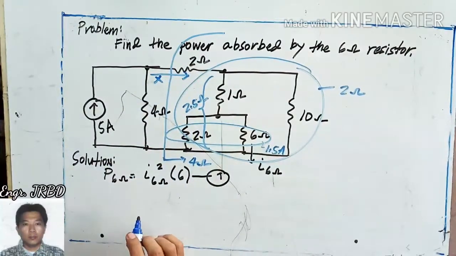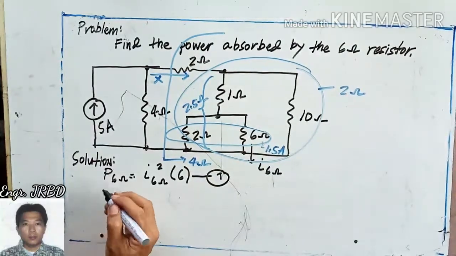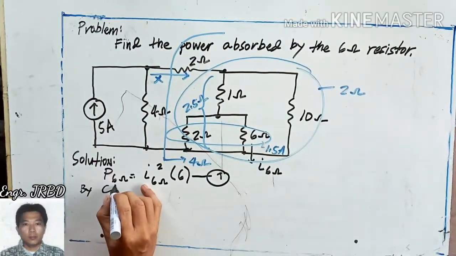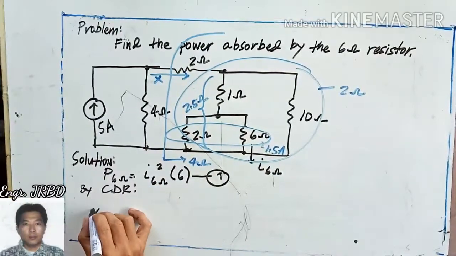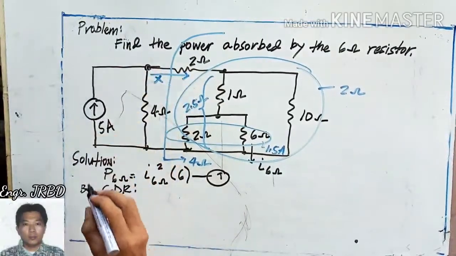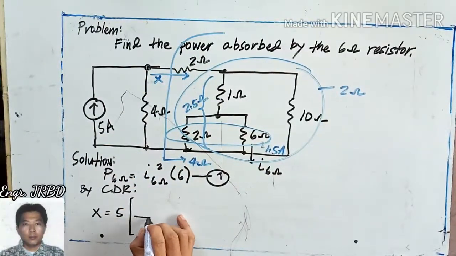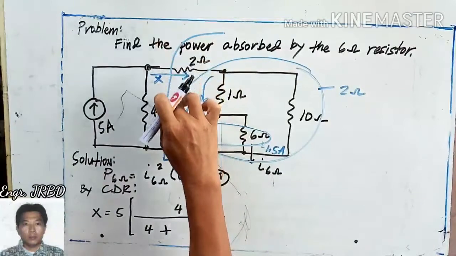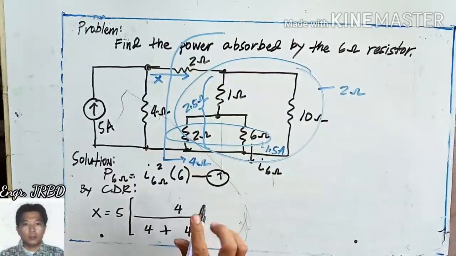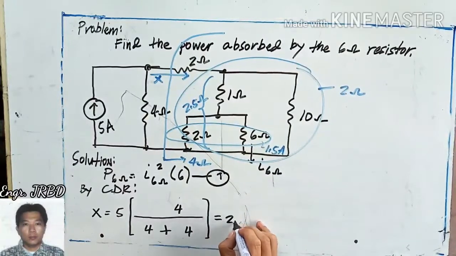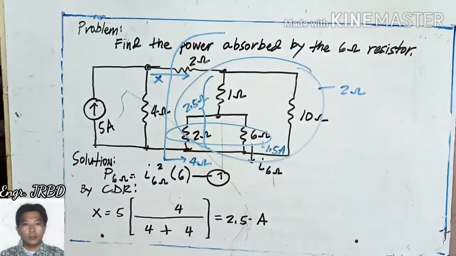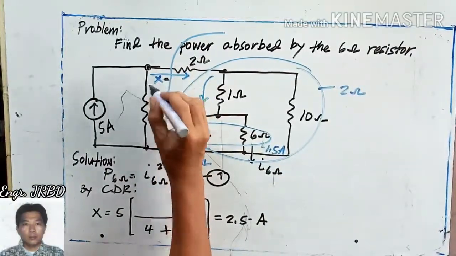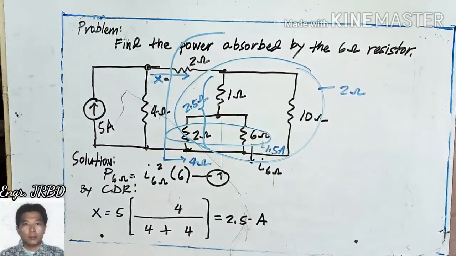We can find your X by applying the current divider rule. Okay? So, by current divider rule, your X is equivalent to the total current entering at this point, that is 5 amperes times 4 ohms all over 4 plus the resistance of this group, which is also 4 ohms, and the value is 2.5 amperes. Okay, so your X being 2.5.